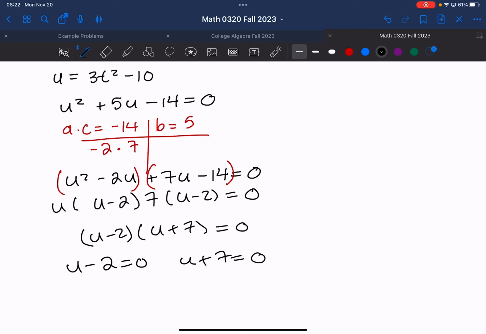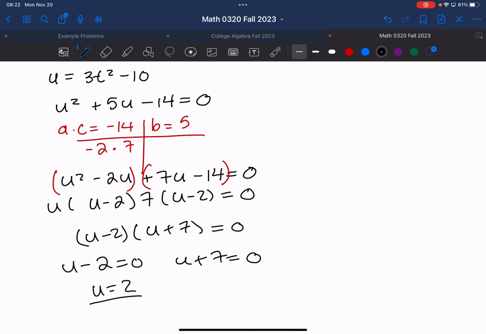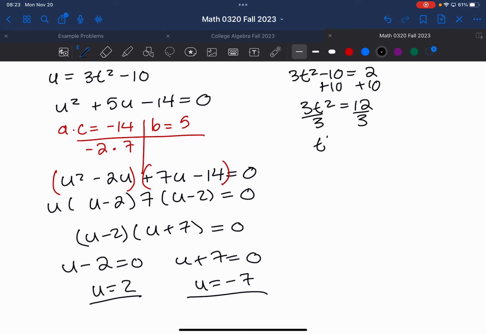For the first one, I just add 2 over and I get u is equal to 2. And then for the second one, I subtract 7, so I get u is equal to negative 7. Are these my answers? No, because u is 3t squared minus 10. So I'm going to have 3t squared minus 10 equals 2, the first answer that I got, and I'm going to solve. So add 10, and I get 3t squared equals 12. Divide by 3, and I get t squared equals 4.